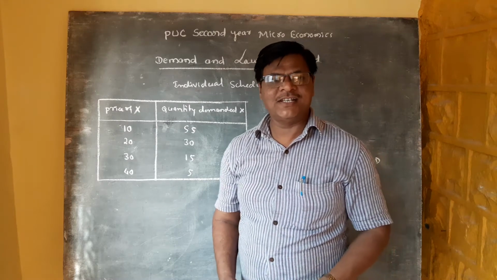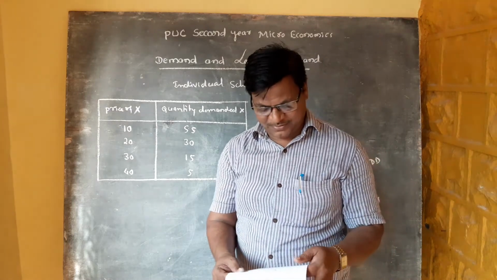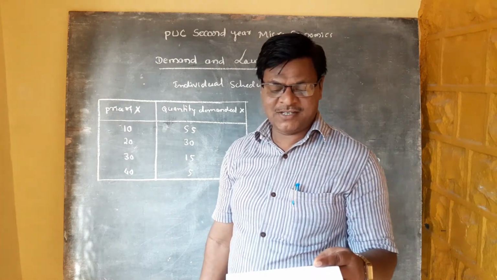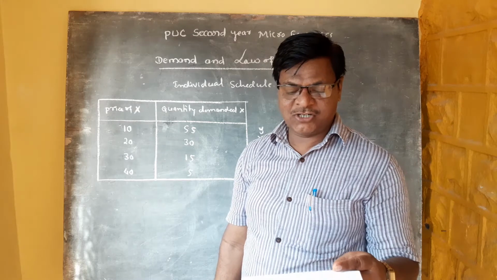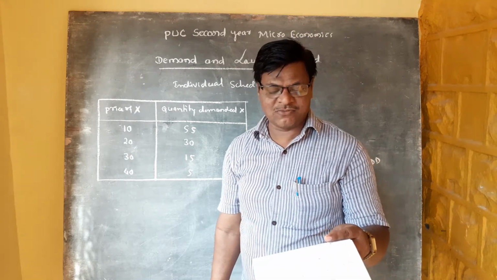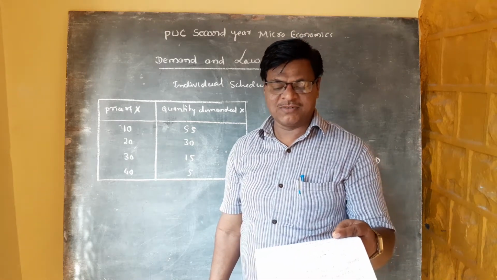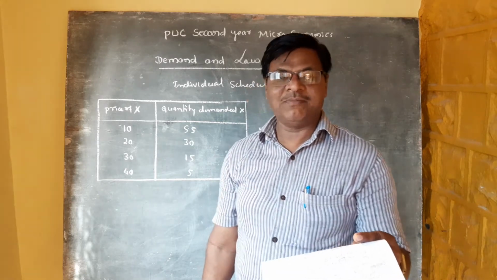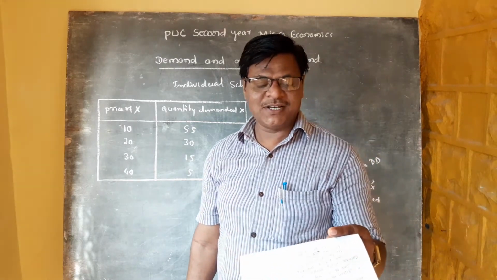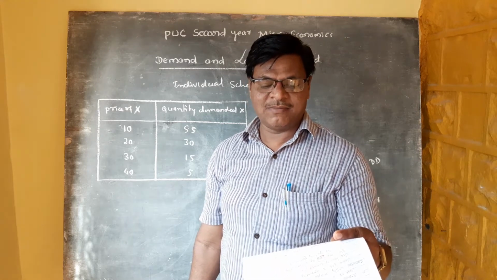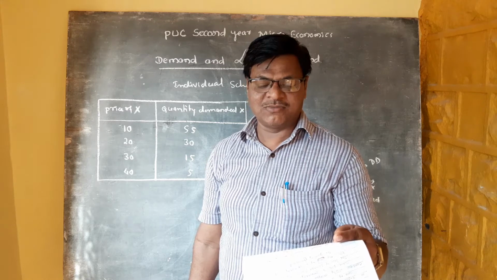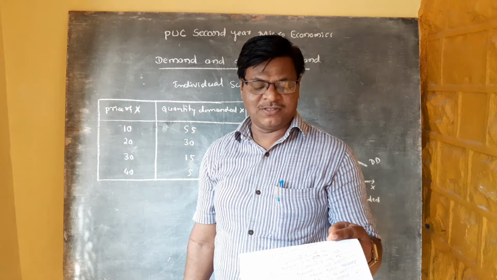There is one definition. What do you mean by demand? The quantity of a commodity that a consumer is willing to buy and is able to offer, given the prices of goods and the income of the consumer, is called the demand.